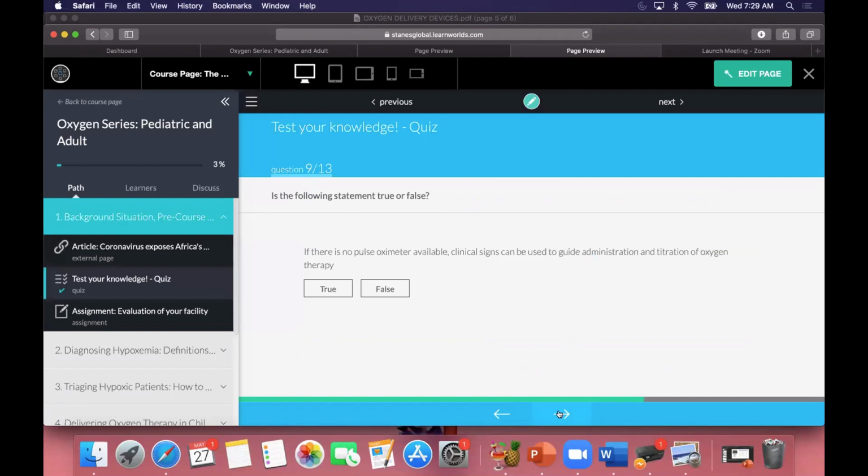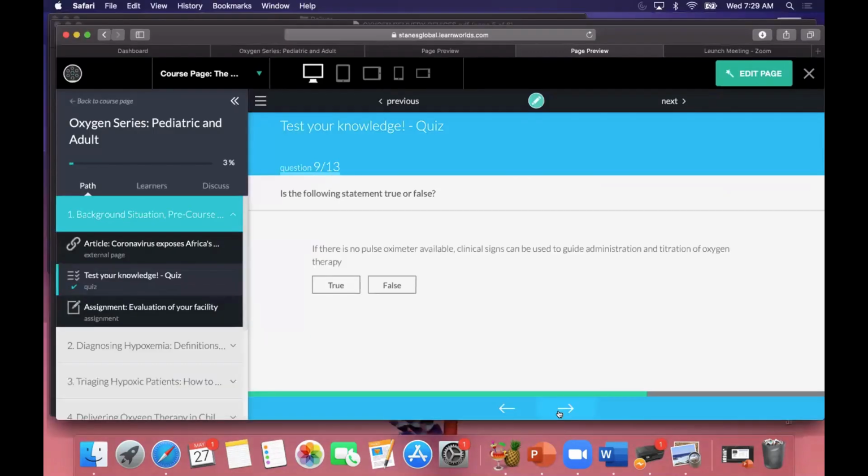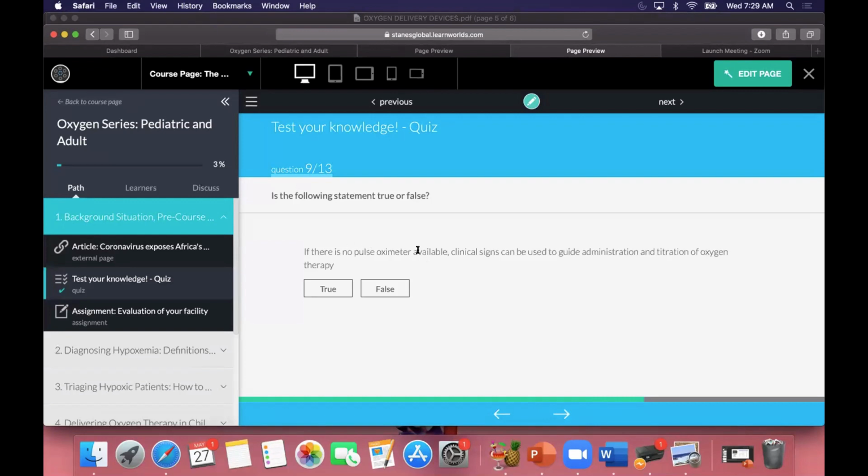Is the following statement true or false? If there is no pulse oximeter available, clinical signs can be used to guide administration and titration of oxygen therapy. True or false? Wonderful. So the answer is true. If you don't have an arterial blood gas and you don't have a pulse oximeter, you need to recognize the signs and symptoms of respiratory distress and hypoxemia, and you can use that to guide your oxygen therapy.